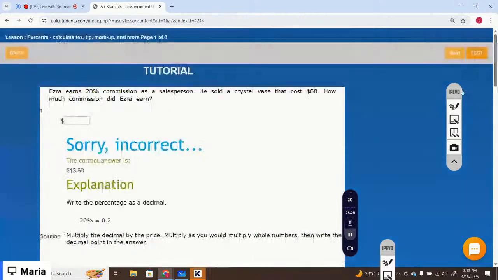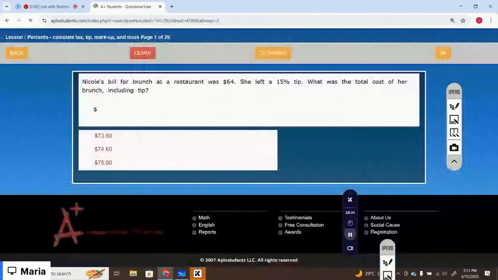Let's just start with the test questions. Nicole's bill for brunch at a restaurant was $64. She left a 15% tip. What was the total cost of her brunch, including tip?